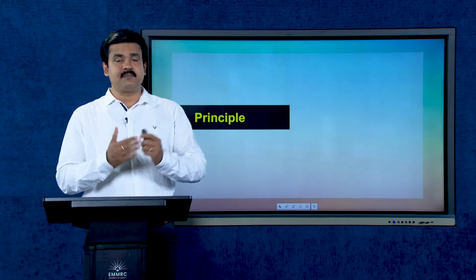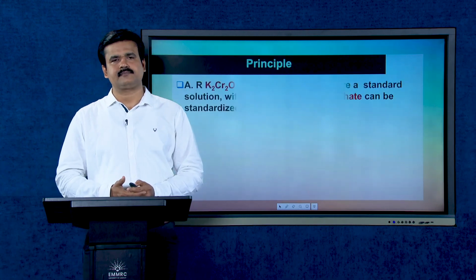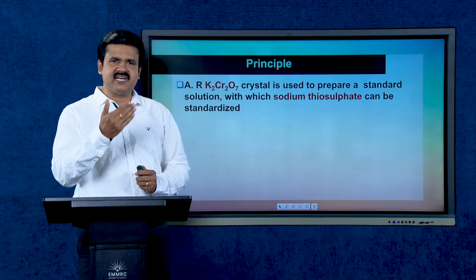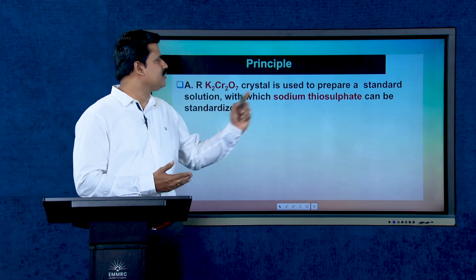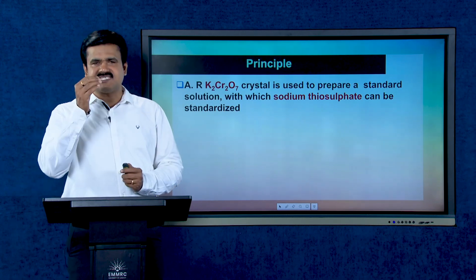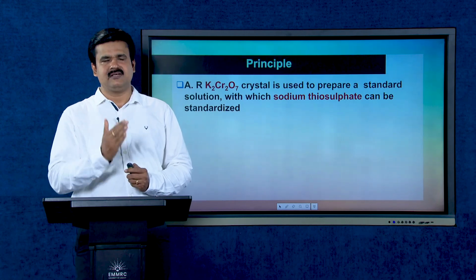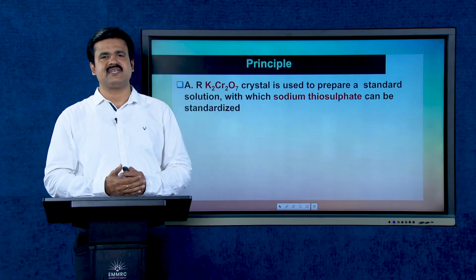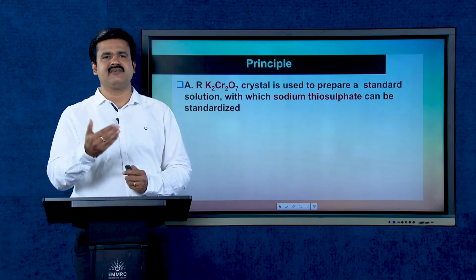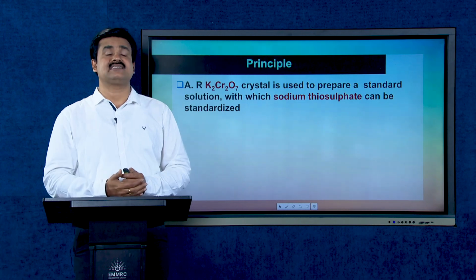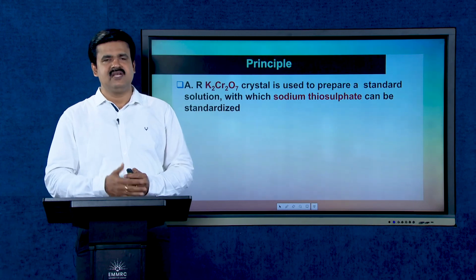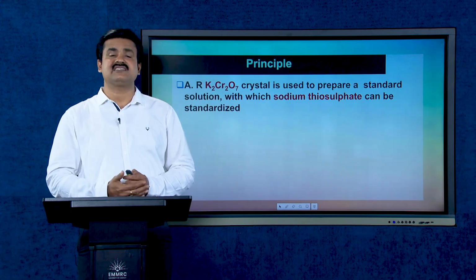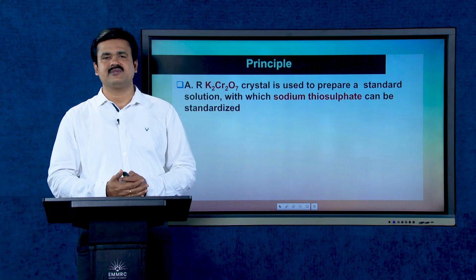Now, the principle behind this experiment. AnalaR potassium dichromate crystals is used to prepare a standard solution with which sodium thiosulfate can be standardized. This is very important. You know the fact that potassium dichromate is a primary standard. We can take a fixed quantity of the potassium dichromate crystals, weigh it out accurately, and use it to prepare a standard solution of potassium dichromate. That standard solution can be titrated with the sodium thiosulfate, which enables the standardization of the given sodium thiosulfate solution.